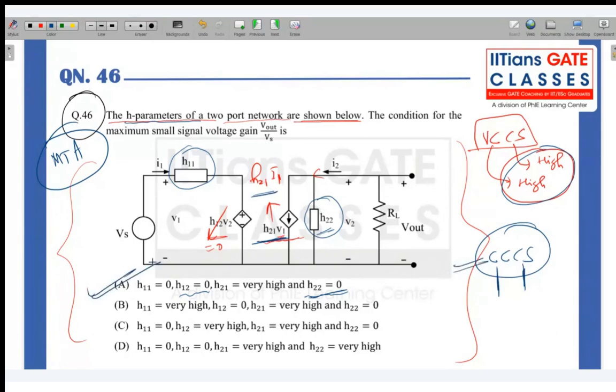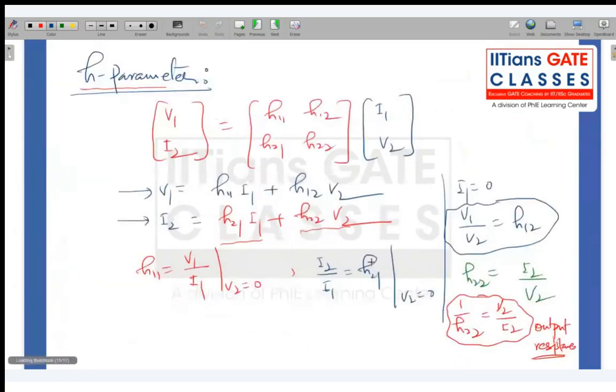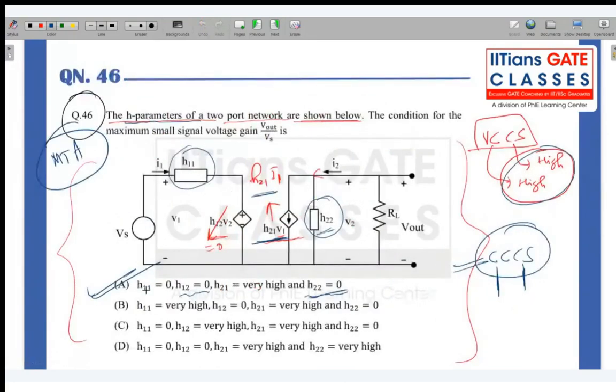Everyone, I believe now you understood. Because if they have mentioned these, this is the h parameter, so this should be the equation. Understood, guys? And in the GATE examination, many students might have spent a lot of time thinking about these options, because there was some mistake.